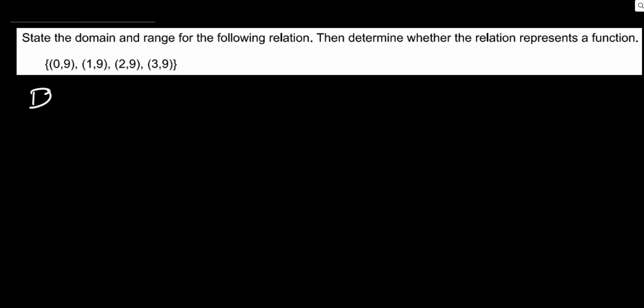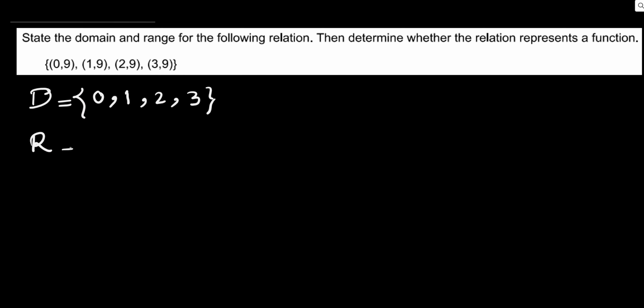Domain is a set, and this set includes the first component of each pair. So from 0 and 9, 0 belongs to the domain. Between 1 and 9, the second pair, 1 belongs to the domain, and then 2 and 3.